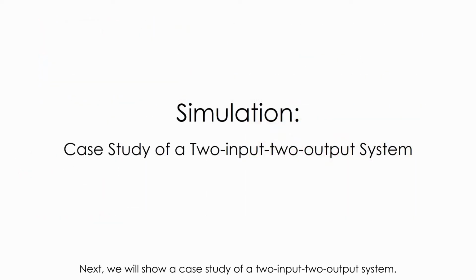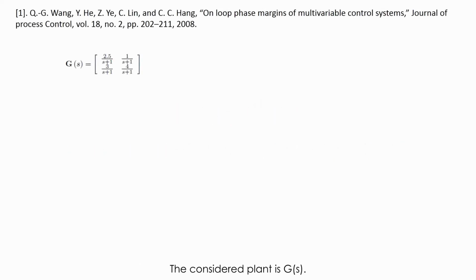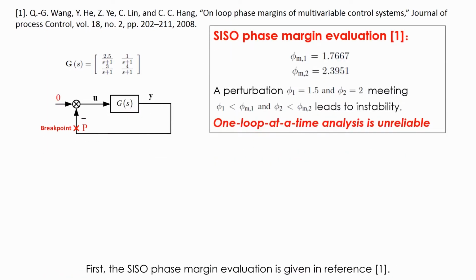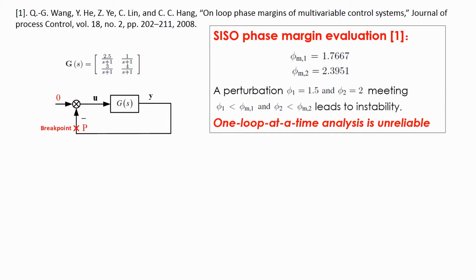Next, we will show a case study of a two-input, two-output system. The considered plant is G(s). First, the SISO phase margin evaluation is given in reference 1. The closed-loop system needs to be broken at the point P to obtain the open-loop system. Then, the stability margins are obtained based on the one-loop-at-a-time analysis method. However, a perturbation meeting the given phase margins leads to system instability. It concludes that the one-loop-at-a-time analysis method is unreliable for MIMO systems.